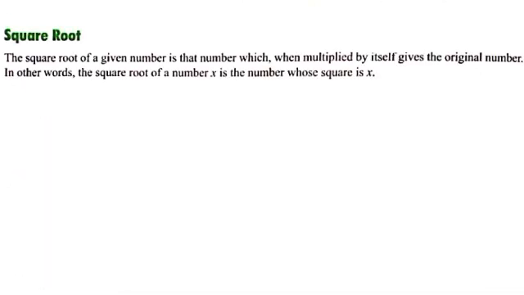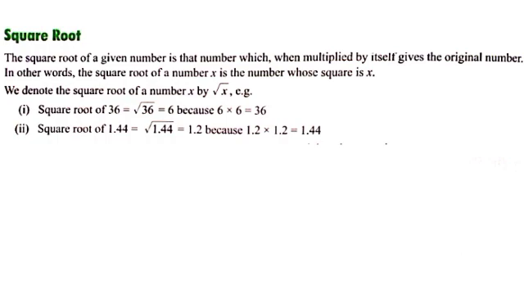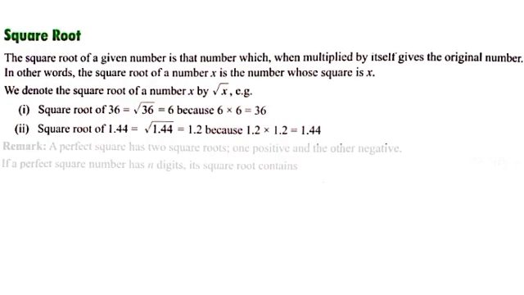Square root. The square root of a given number is a number which, when multiplied by itself, gives the original number. In other words, the square root of a number x is the number whose square is x. We denote the square root of number x by square root x. For example, square root of 36 is equal to 6, because 6 into 6 is equal to 36. Square root of 1.44 is equal to 1.2, because 1.2 into 1.2 is equal to 1.44.